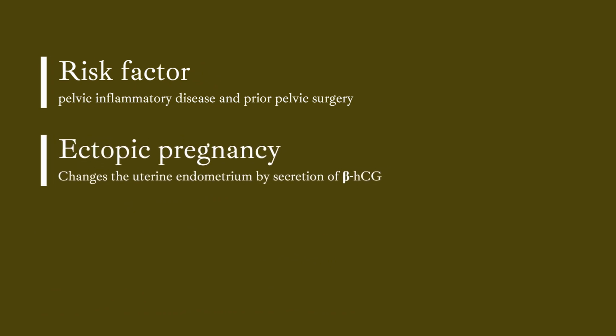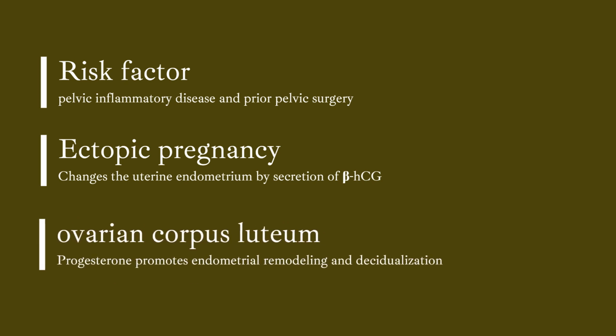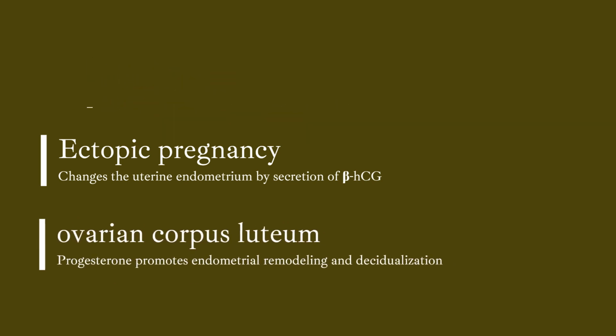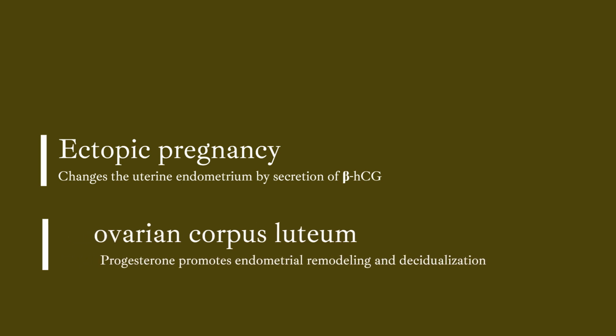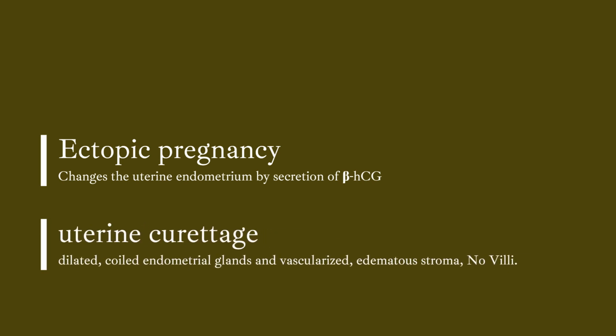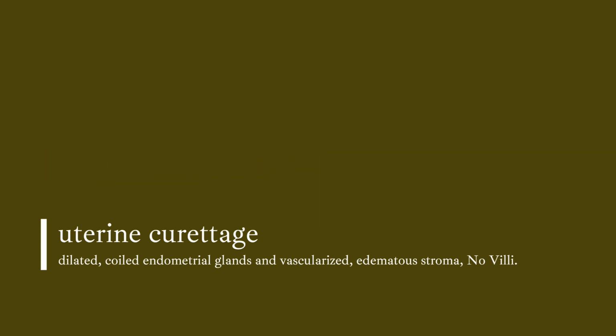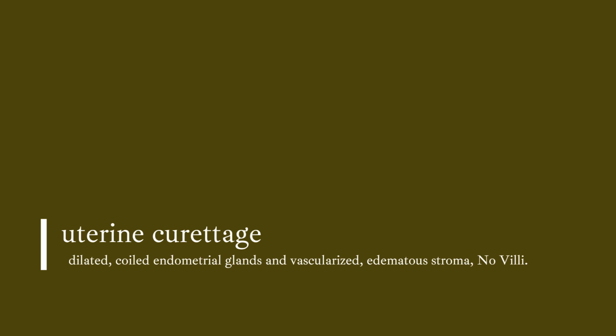Despite its extrauterine location, an ectopic pregnancy changes the uterine endometrium due to the secretion of β-hCG, which signals the ovarian corpus luteum to continue progesterone production. Progesterone promotes endometrial remodeling and decidualization, which normally optimizes the intrauterine environment for pregnancy. Therefore, if uterine curettage is performed on this patient, it would likely show dilated, coiled endometrial glands and vascularized, edematous stroma, also known as decidualization, but no products of conception, like villi.